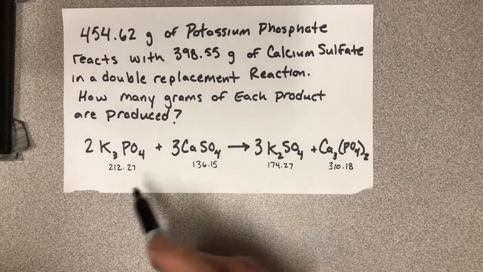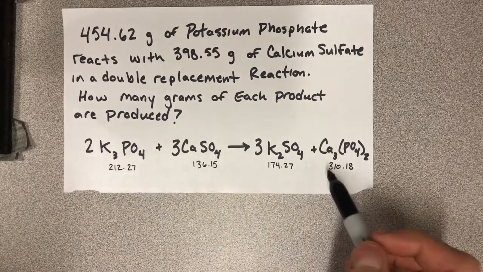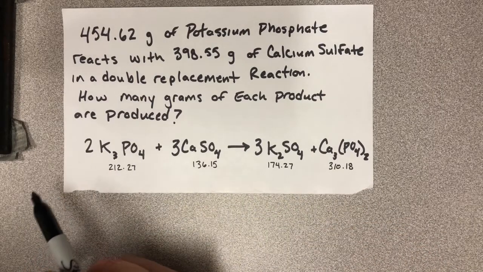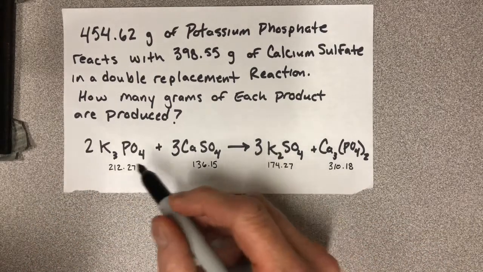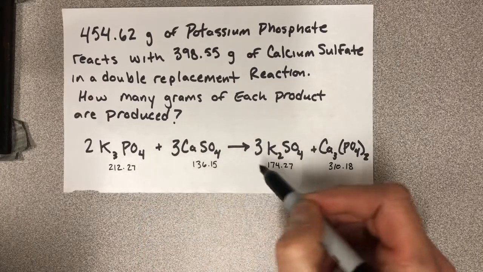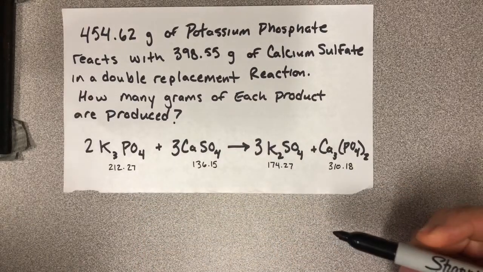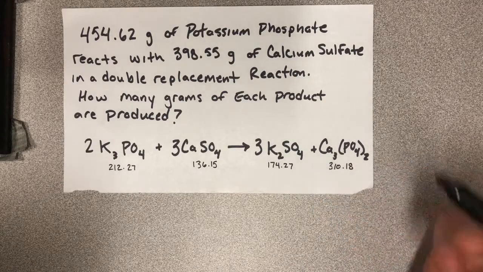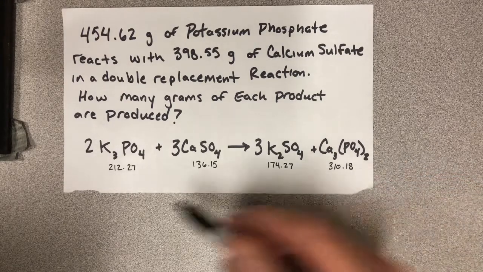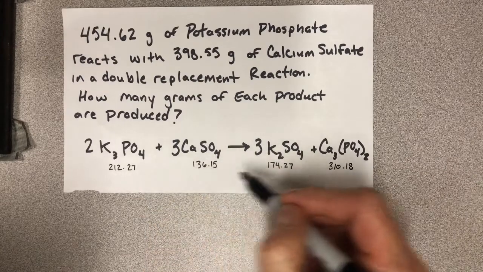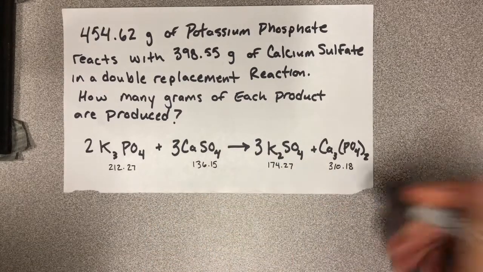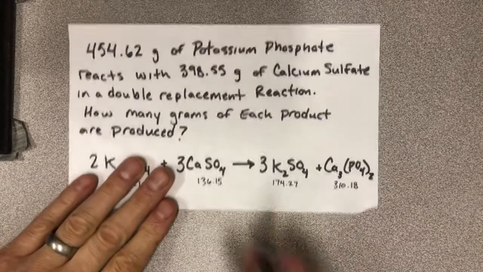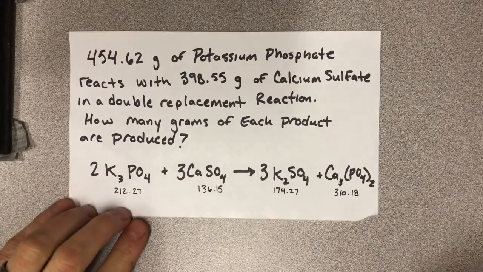And I've already written down the molar masses of these compounds. I think it's more convenient if you just go ahead and calculate each of the molar masses before you really get started with the problem. You're gonna use them, and it's kind of nice just to have them directly under the chemical formula for reference. So we'll come back to this problem pretty frequently here.